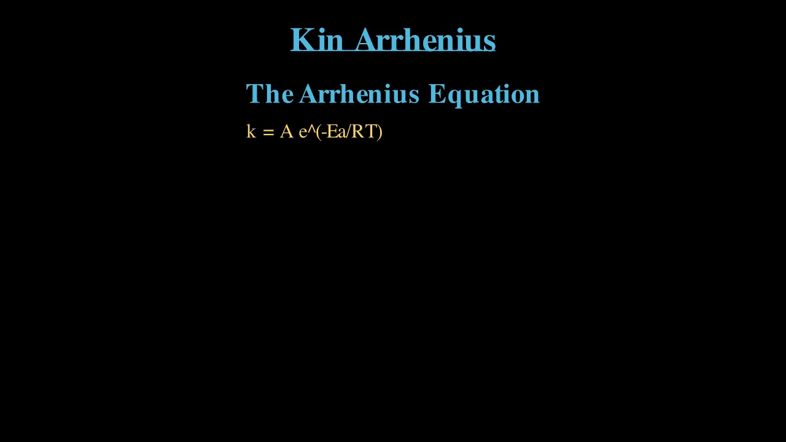Now, let's explore how temperature affects reaction rates using the Arrhenius equation. This equation provides a quantitative relationship between the rate constant, K, and temperature. It is given as K equals A times e to the power of minus EA divided by RT. Let's break this down. A is the pre-exponential factor, or frequency factor, which relates to the frequency of collisions. EA is the activation energy, the minimum energy required for a reaction to occur. R is the universal gas constant, and T is the absolute temperature in Kelvin.